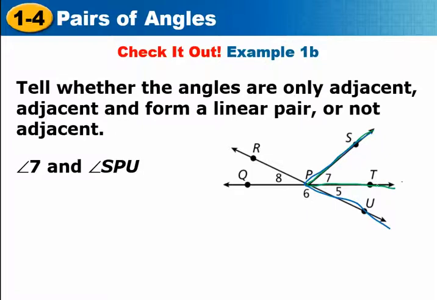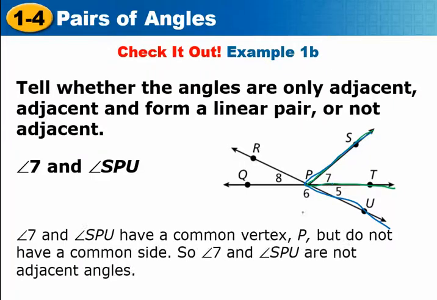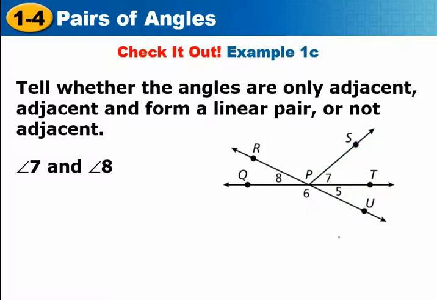Now this one's a little tricky. They did share a common side, didn't they? But they're not next to each other. They're not adjacent. They're like overlapping. They had this vertex here, and they had a side, but it's not a side that is next to each other. It's actually overlapping. So then we have to say that they're not adjacent.